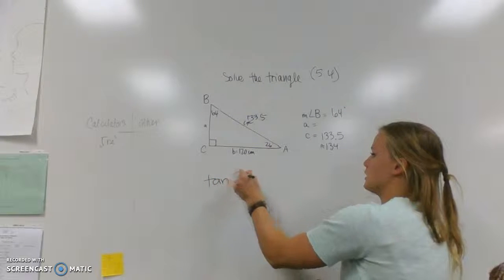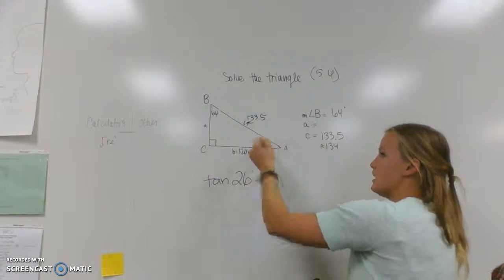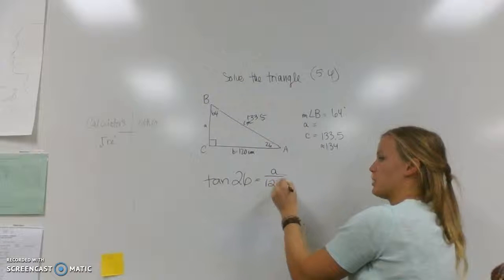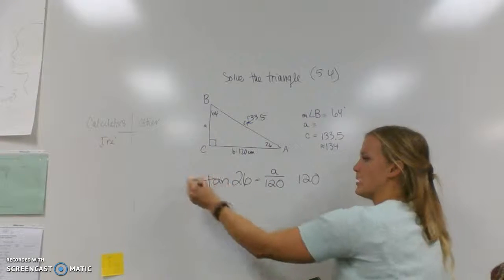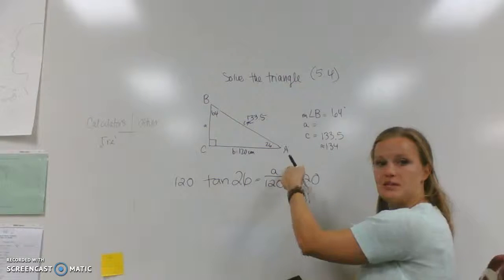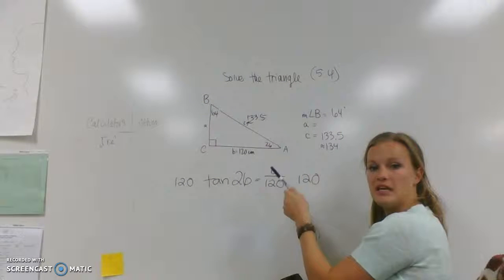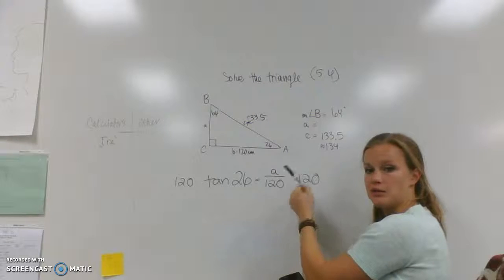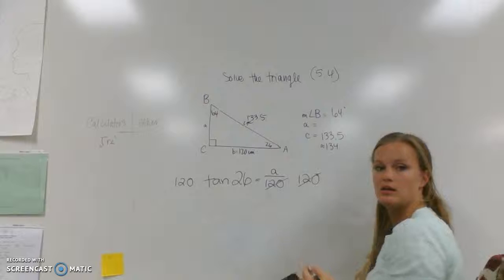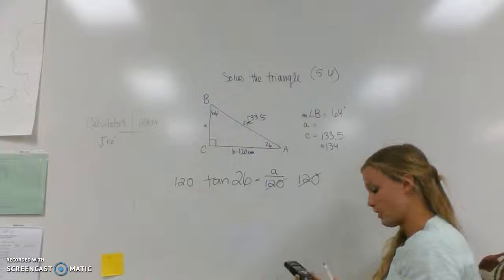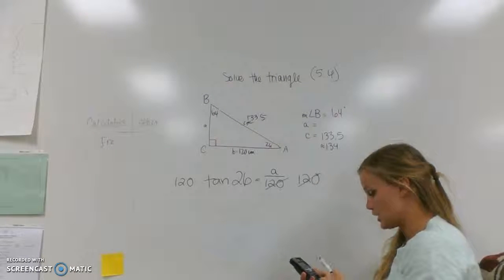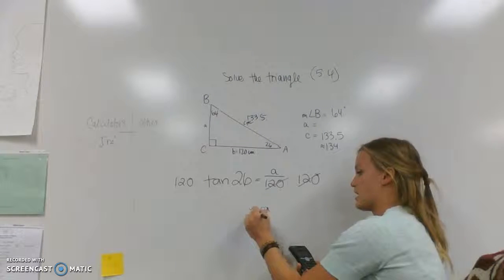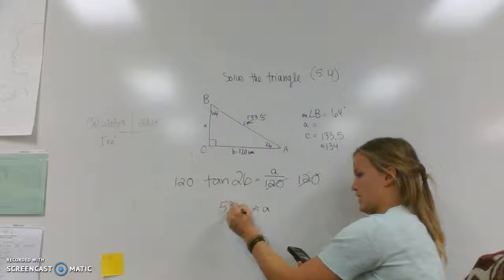So tangent of 26 degrees is opposite over adjacent, or A over 120. I'm going to multiply by 120 because what's happening to my variable is that it is being divided by 120. I undo the division by multiplying by 120. So in this case, that is going to cancel out. Back to my trusty calculator. And I'll get A is approximately 58.5.